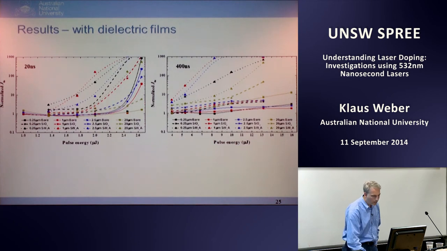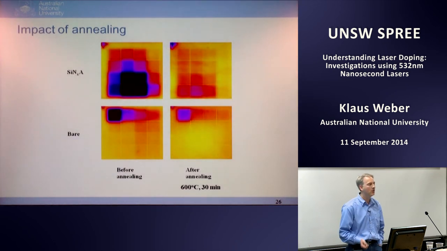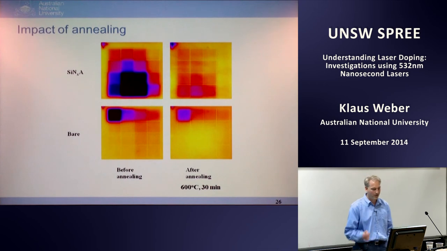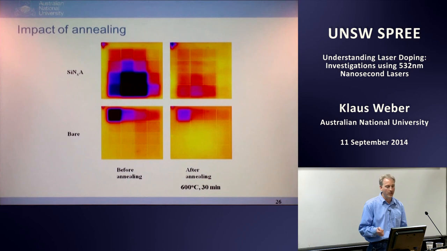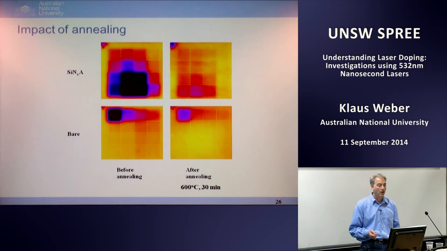Okay, the last thing, which I will probably not have time to talk about: we also performed some annealing experiments, because when you get a bad sample and you don't know what else to do with it, you anneal it. So we did some annealing at 600 degrees for 30 minutes, which is a typical anneal, and it has been reported in the literature that annealing often really helps to recover laser processed samples. And we did indeed see a significant improvement in the quality of a lot of these laser doped regions. Even after the annealing process, silicon nitride samples were still significantly worse than samples with other dielectric films.